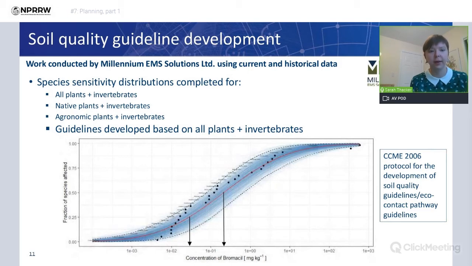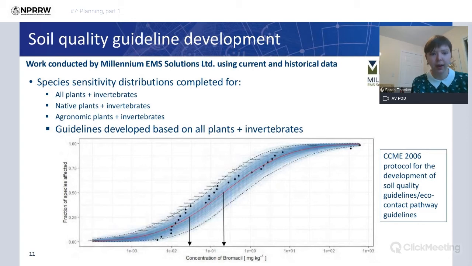So to give you an idea of what they did, the first step in developing these quality guidelines is to develop species sensitivity distributions. And MEMS looked at an array of data for this. First, they considered a scenario with all plants and invertebrates. This means they were looking at the new data for native species that I just talked about, but also the historical data for agronomic species and invertebrates that were used to develop the guidelines that we currently have in place. They also looked at a scenario of just using the native plants with the historical invertebrate data, and then just using the historical agronomic plants with the historical invertebrate data. And in the end, they chose to develop the potential alternative guidelines based on all the data, as it gave the greatest whole picture of what was going on.